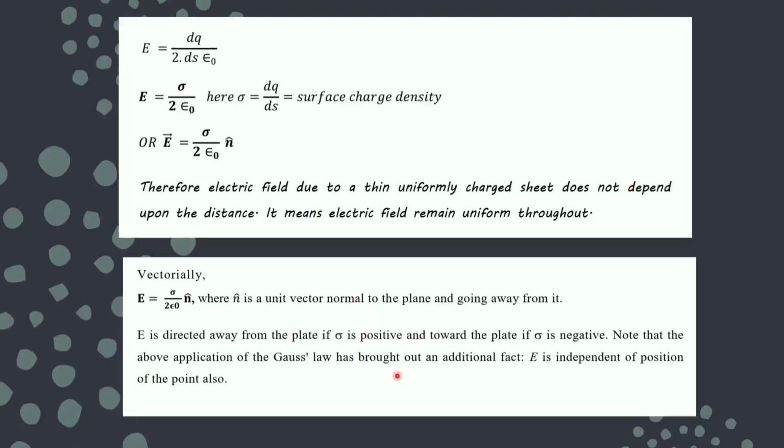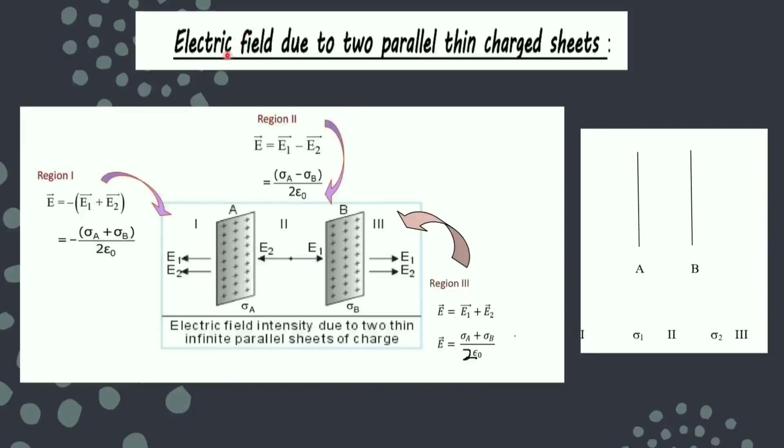So the important thing is that E is independent of the position of the point. So in this expression, when I am writing E equals sigma upon 2 epsilon naught n cap, n cap is showing you the direction of the electric field because electric field is a vector quantity. We have now two parallel thin charged sheets with us. Like earlier we have done only for one sheet. So if one sheet is clear, then you can do it for two parallel sheets. The sheets can be shown this way also, but you have to write A and B are two thin sheets, or you may draw it like this. Both the methods are correct.